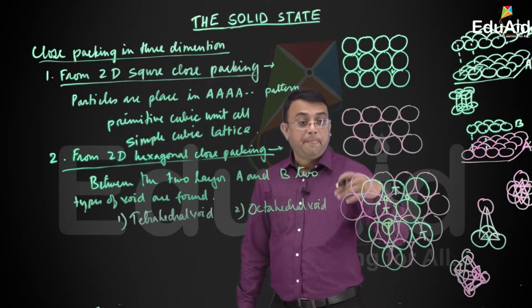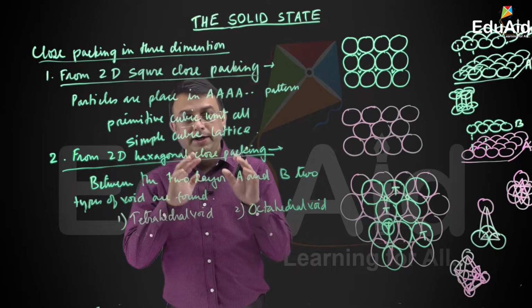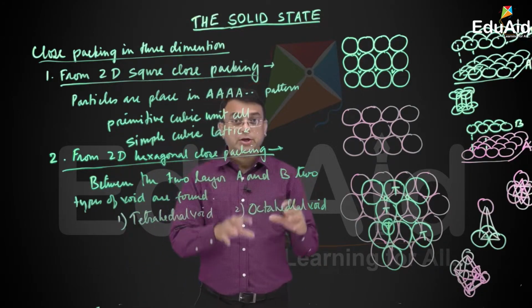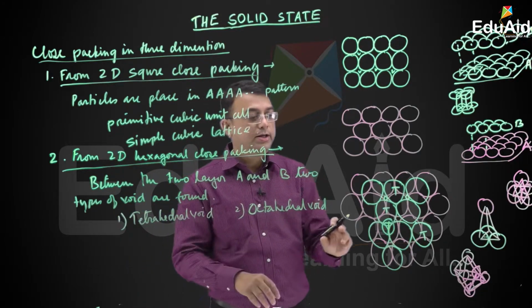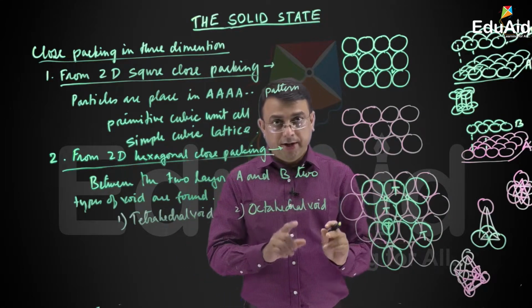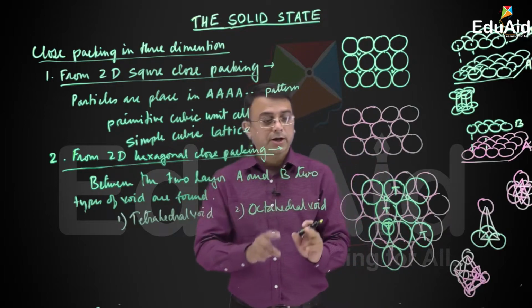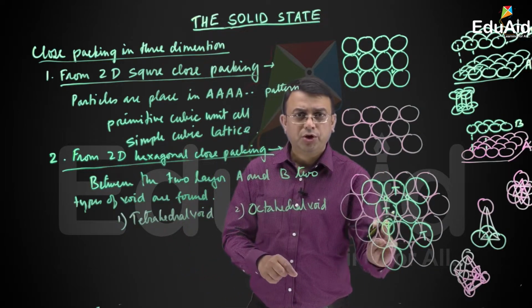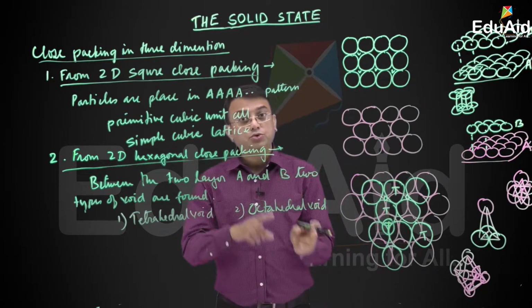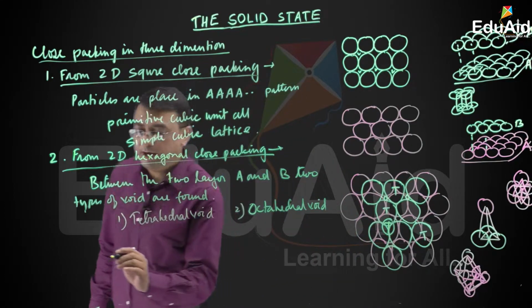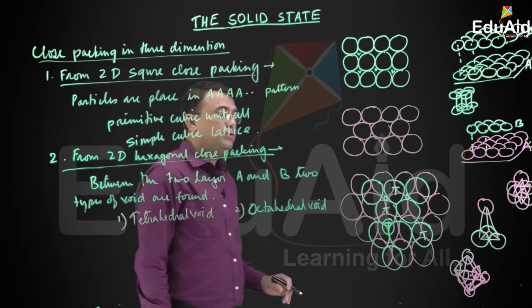Okay? So when 2 layers are placed, we are having 2 types of void, tetrahedral voids and octahedral voids. Now we need to put the third layer in this type of void. Where to put the third layer? We have to put the third layer in any one of these types of void, either in tetrahedral void or in octahedral void. অসমীয়াত কলে অষ্টফলকীয় ৰন্ধ্ৰ octahedral void আৰু চতুৰ্ফলকীয় ৰন্ধ্ৰ tetrahedral void. So we need to put the third layer. Now third layer, we'll try one by one.